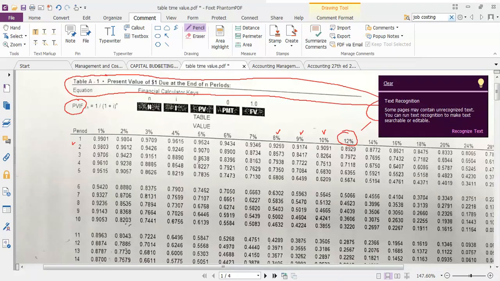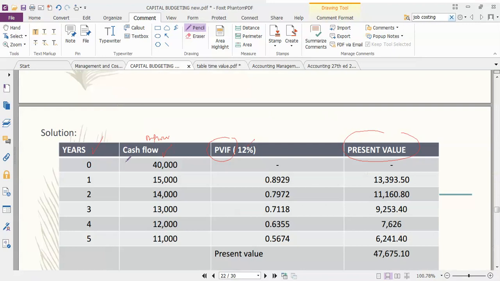Okay, capital budgeting, okay, untuk 0 years kita ada cash outflow kita 40,000. Okay, so tak adalah present value dia kosong. Okay, untuk first year kita ada inflow sebanyak 15,000. Okay, macam mana kita dapat dia punya percentage dia, berapa dia punya PVIF tu based on table. Untuk year pertama, year 1 and then 12% PVIF.